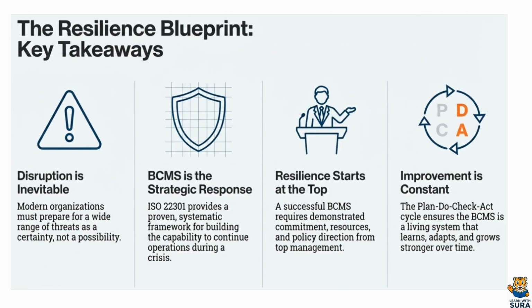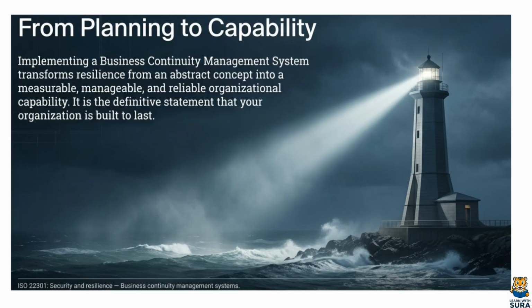Key takeaways are: disruptions are inevitable, so prepare a threat response. BCMS ISO 22301 helps build the capability to continue operations during a crisis. Resilience starts with top management, hence it requires demonstrated commitment, resource allocation, and policy direction. By consistently applying the Plan, Do, Check, Act cycle, organizations can ensure their business continuity management system is not static, but a dynamic, evolving framework that continually adapts to new threats and opportunities, building true resilience.